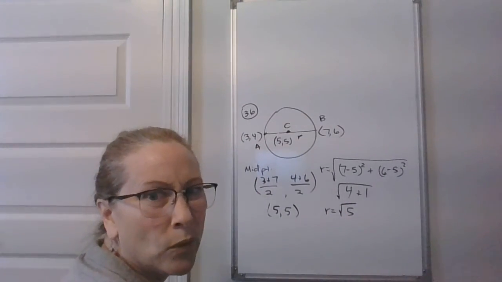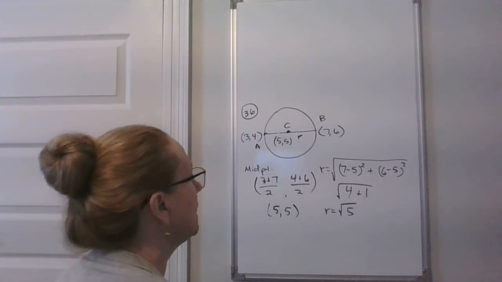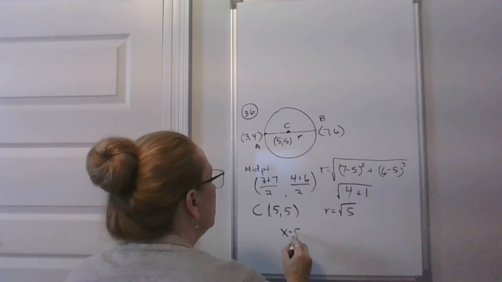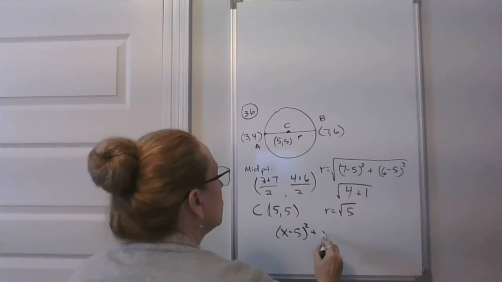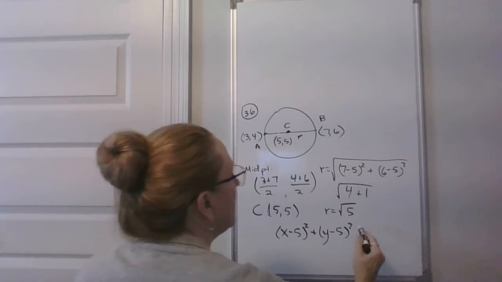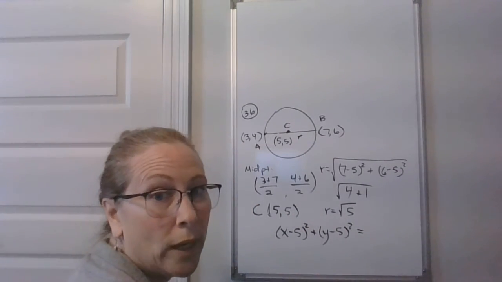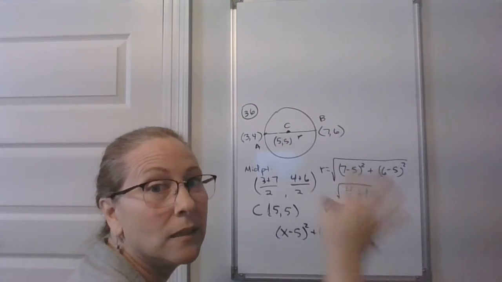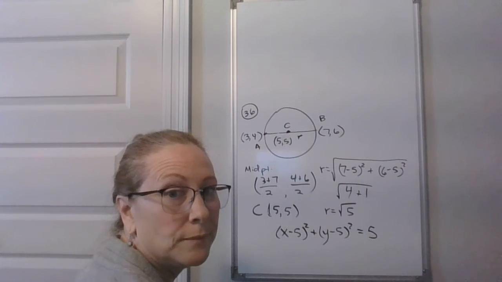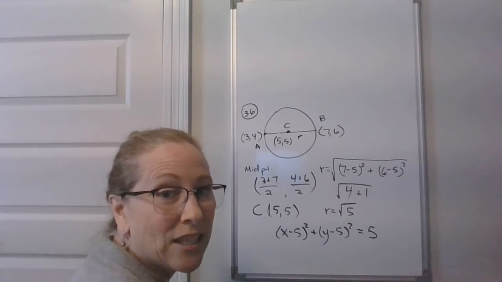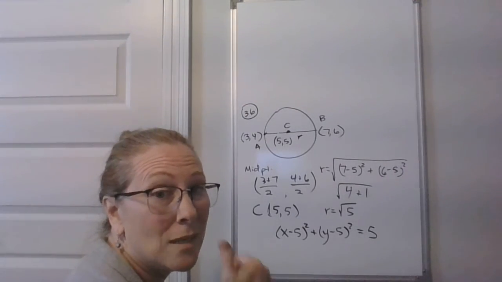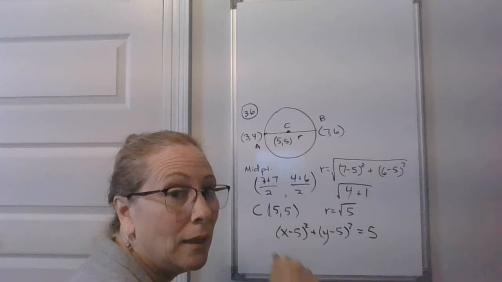You're like, oh, square root of 5. Well, that's okay, because if this is our center, we've got x minus 5 squared plus y minus 5 squared, because remember, those are the opposite sign. And the radius gets squared. So what is the square root of 5 squared but 5? So when we square it, we just get 5, because the square root squared is the number that's underneath the radical. Okay, so that one took the longest because we had to do midpoint, we had to do distance, and then we had to plug it in.